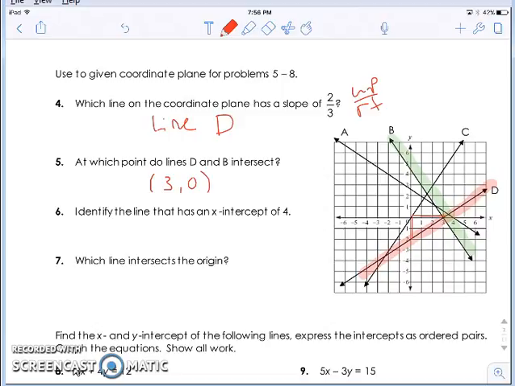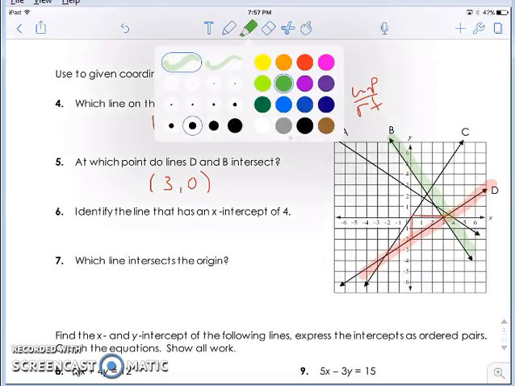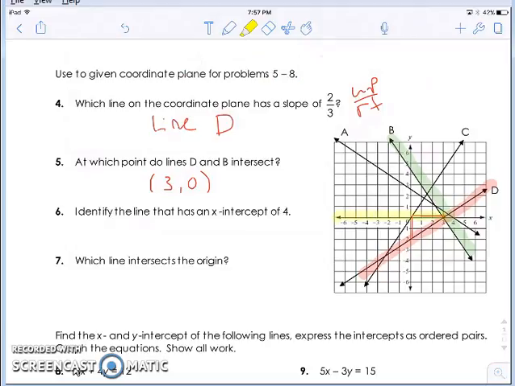Identify the line that has an x-intercept at 4. So we want to find where we're going to intercept the x-axis. Here's our x-axis, and here's our point 4. Looks like line A. So line A. Which line intersects at the origin? So here's the origin. It's clearly line C. Line C.